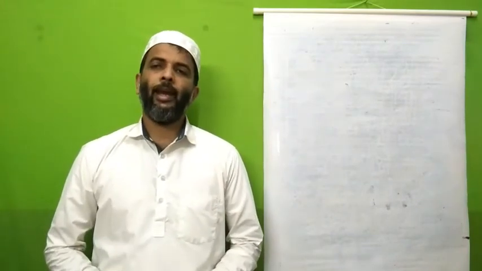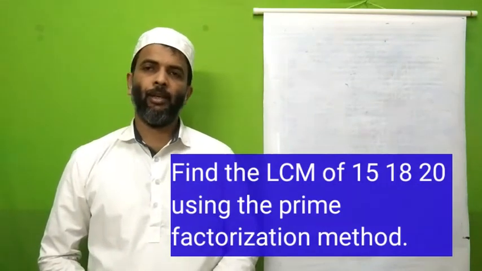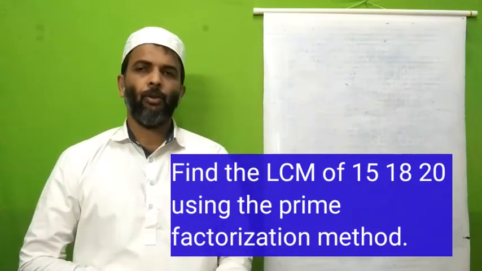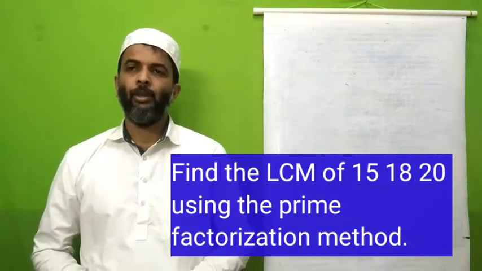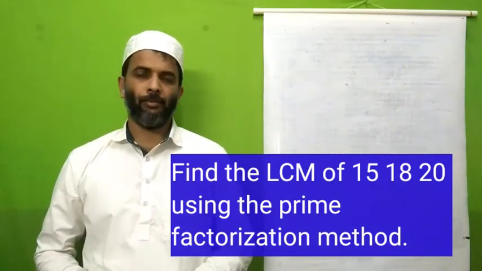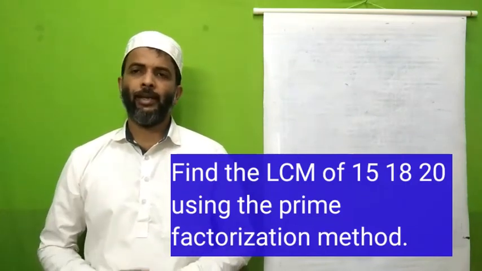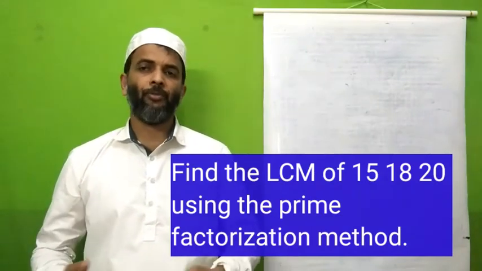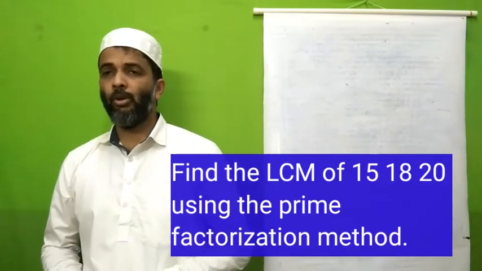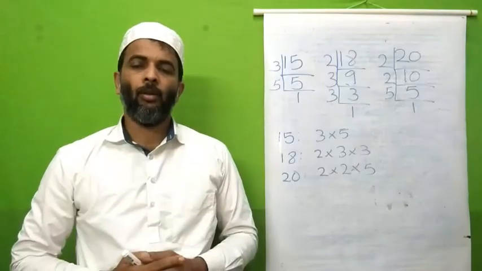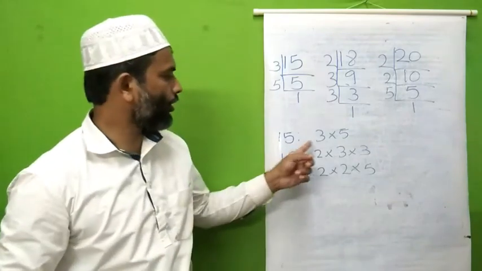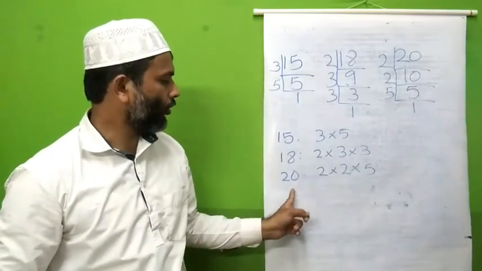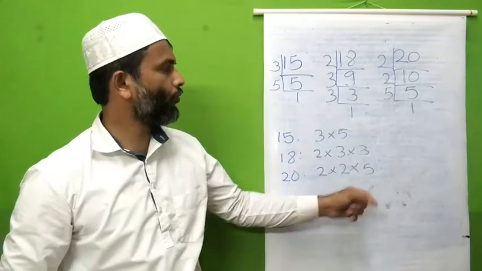One more example from your textbook. Write down: Find the LCM of 15, 18 and 20 using the prime factorization method. First, factorize 15, 18, 20 with the smallest prime numbers. Prime factorization of 15 is equal to 3 into 5. 18 is equal to 2 into 3 into 3. 20 is equal to 2 into 2 into 5.